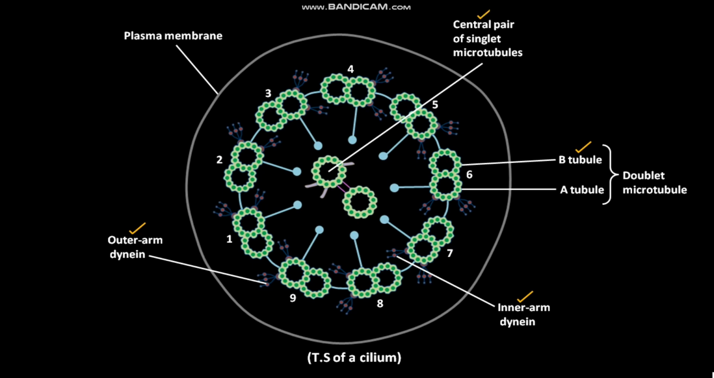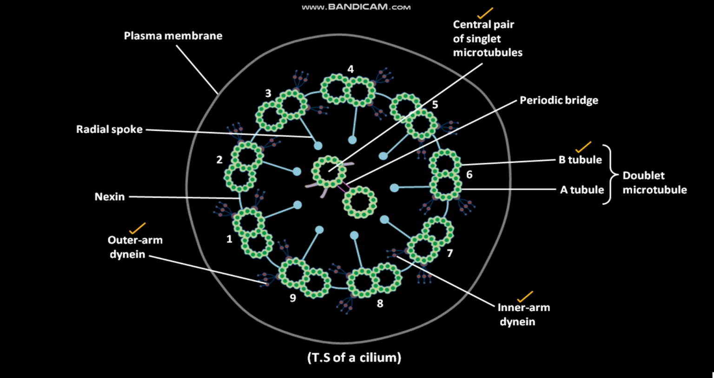The central pair of singlet microtubules is connected by periodic bridges like rungs on a ladder. Nexin protein joins adjacent outer doublet microtubules. Radial spokes project from each A tubule of the outer doublet microtubules towards the central pair of singlet microtubules. This is a radial spoke head.